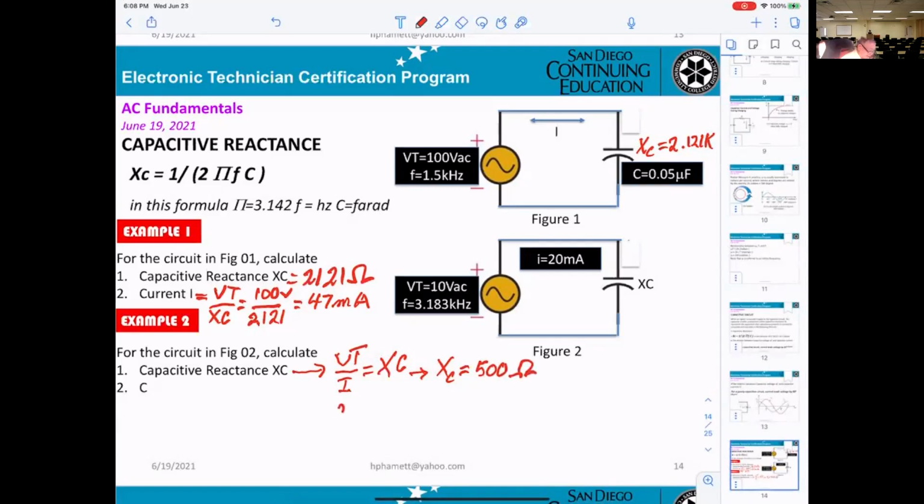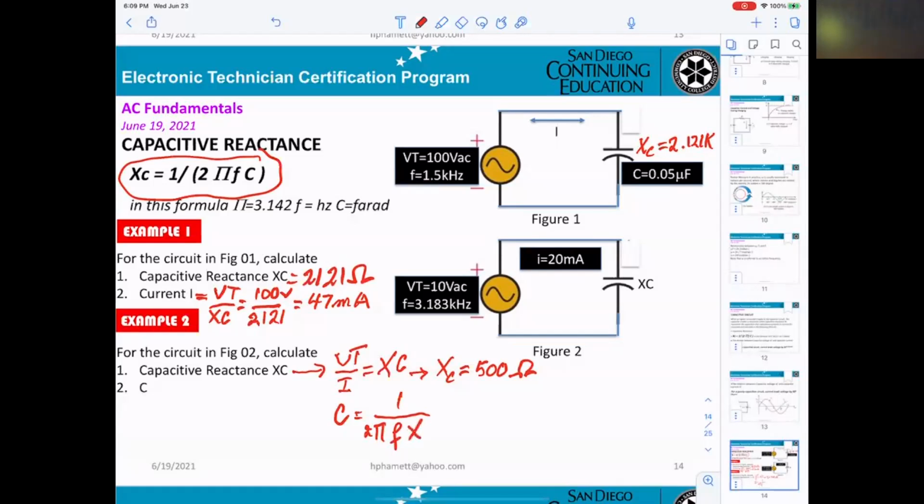And now they want to calculate the C. Number 2, calculate the C value. How do we calculate the C? You've got to flip the formula around, where X sub C equals 1 over 2 pi F C. So C would equal 1 over 2 pi frequency X sub C.